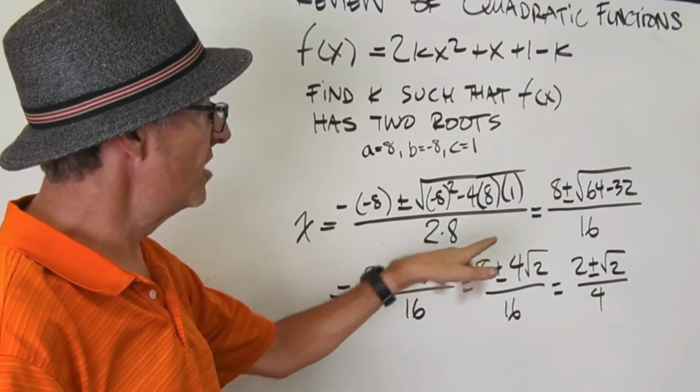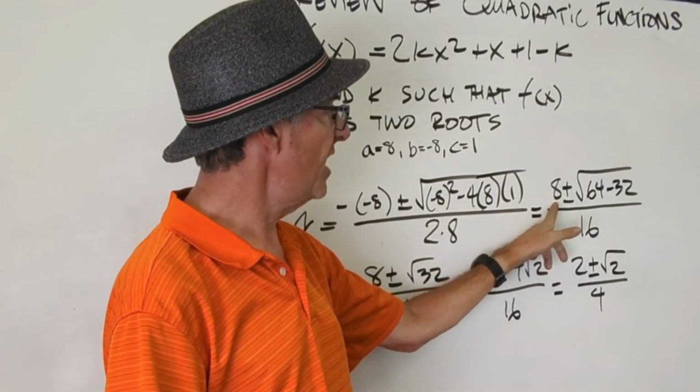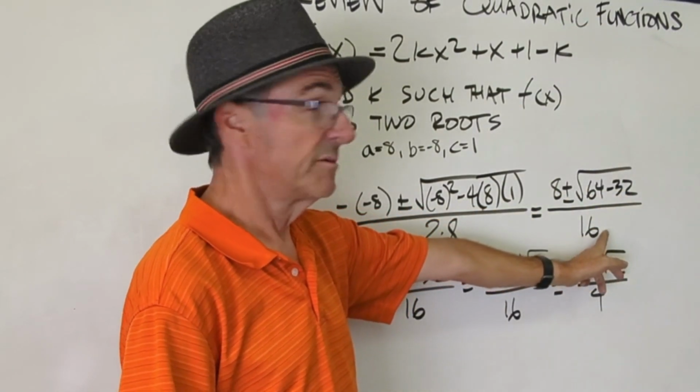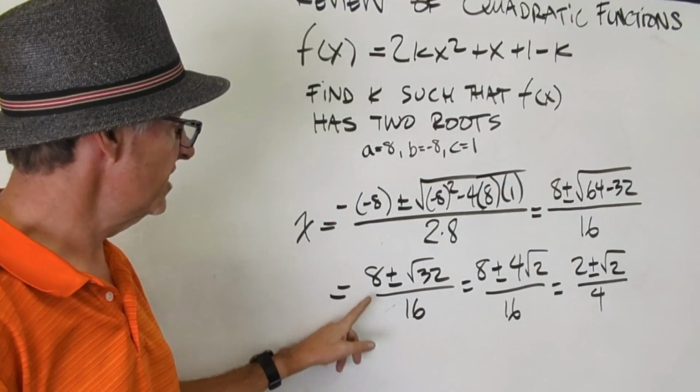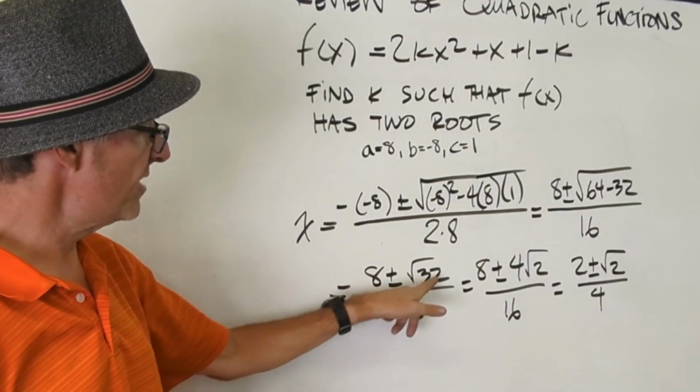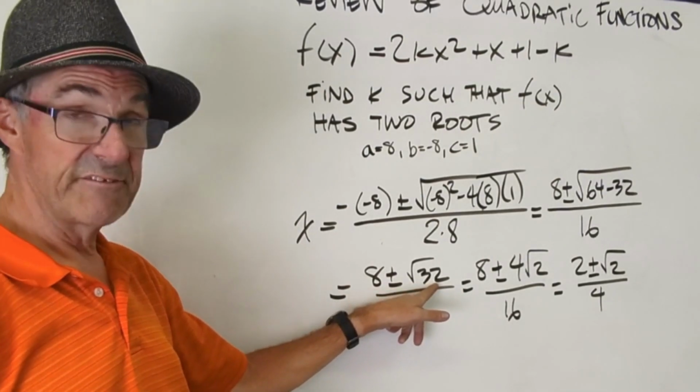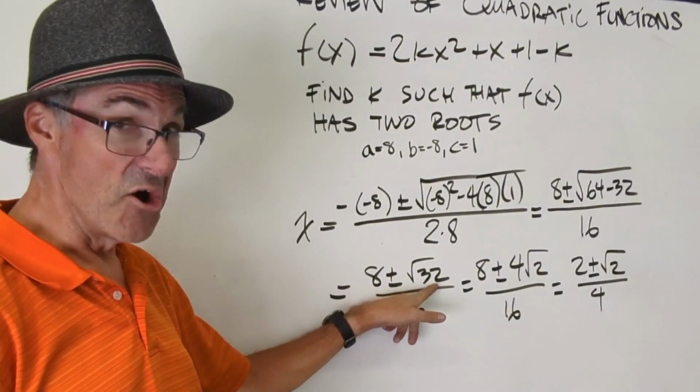And then I'm crunching numbers. So my 8 goes to positive. I'm going to end up with 64 minus 32 under the root. And that's going to be over 16. Now crunching again. I kept these the same, but I did my subtraction under the root, which gives me root 32. Now I'm going to have to simplify that root because I know I can.